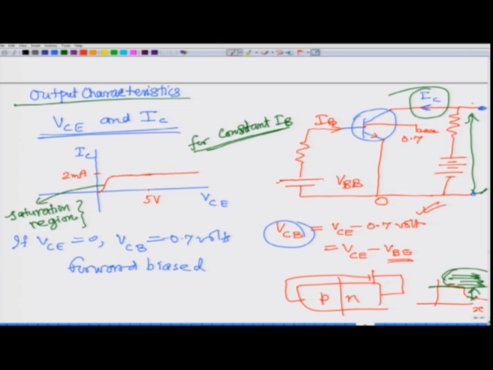What if I increase this IB and then draw this characteristic curve again? Suppose this is for IB equal to 10 microamperes. What if I increase IB to 20 microamperes, and let us start again with this 5 volt point. This VCE is 5 volts, IB has been increased, and how did I increase IB? By increasing this battery voltage VBB here. So, if you increase that, you increase this forward biasing here, and then the current exponentially grows.